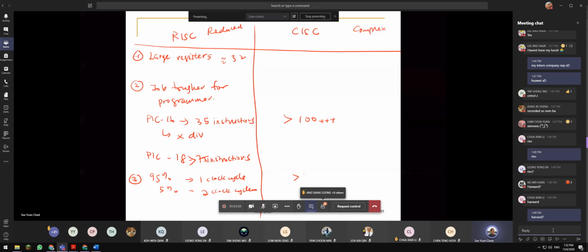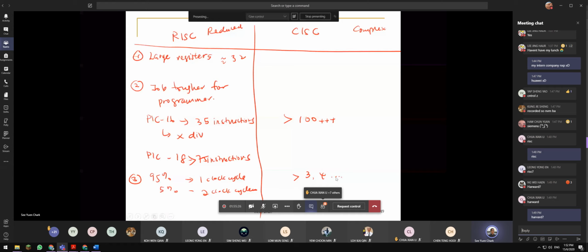This one is more than 3. Some are 3, some are 4, and so on. So that's why it's quite slow compared to reduced instruction. Because CISC instruction has a large number of instructions, that's why the number of transistors used is also a lot, and this means that they have many addressing modes.